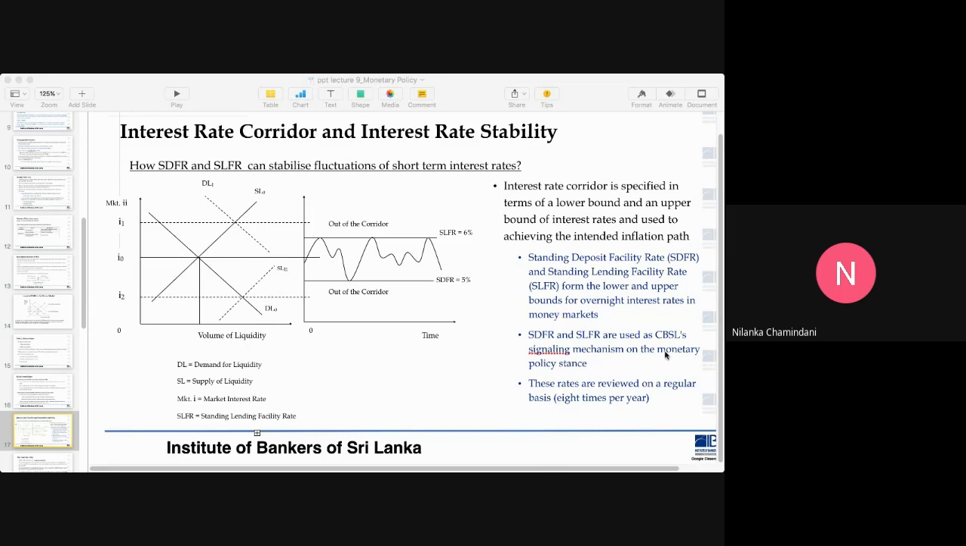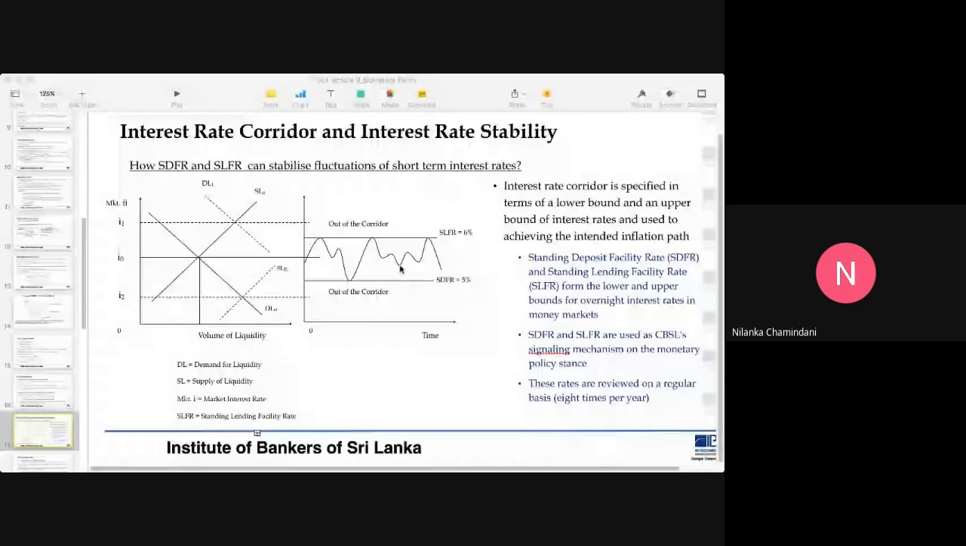Likewise, these two interest rates are used as the central bank's signaling mechanism on the monetary policy stance. Before the recent change of the monetary policy, the SDFR was 4.5 and this was 5.5. So we can see that the corridor has been uplifted, which means the policy interest rates are now higher than the earlier rates. It has been increased by 50 basis points, which means the central bank tightened the monetary policy.